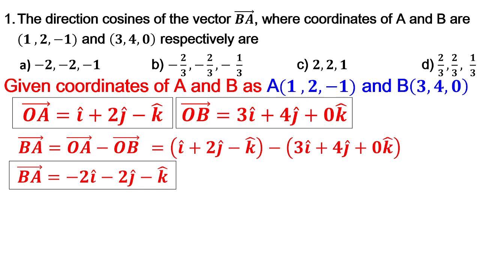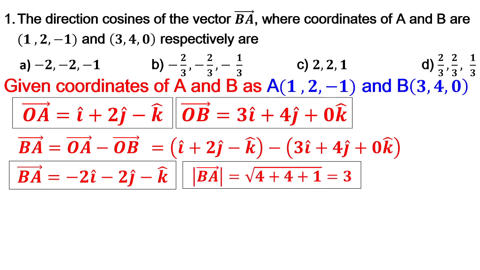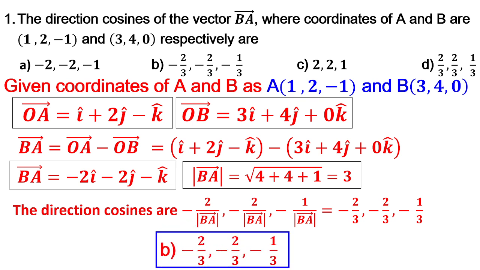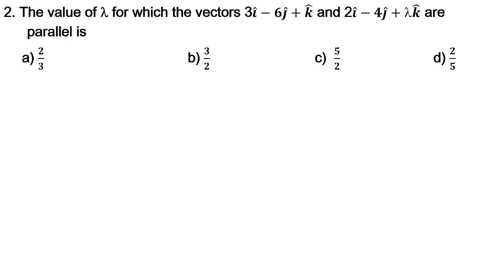Now how to get the direction cosines? It is the i component by its magnitude, j component by its magnitude, and k component by its magnitude. So it is minus 2 by 3, minus 2 by 3, and minus 1 by 3. Therefore the option is B. Let us go to question number 2.